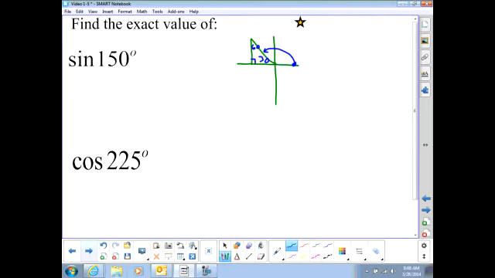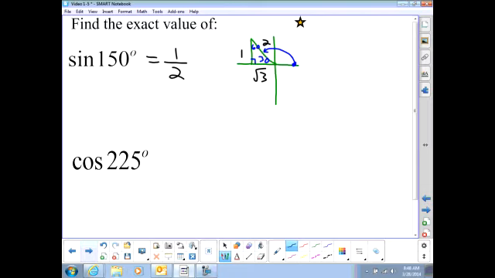We saw in the last video that across from the 30 is 1, across from 60 square root of 3, across from 90 is 2. And then you just work off your reference angle, which in this case is the 30. We're doing sine, so we'll do opposite over hypotenuse. So we'll have 1/2.